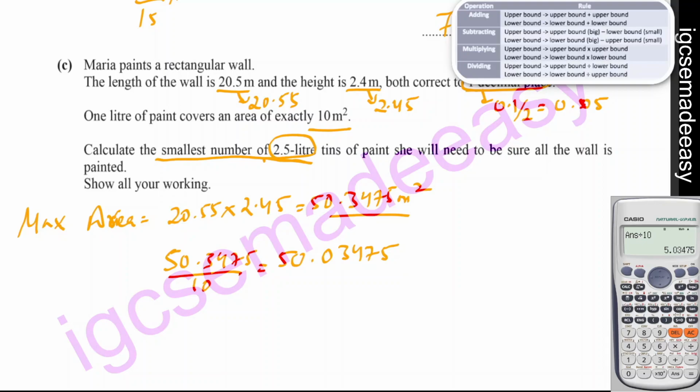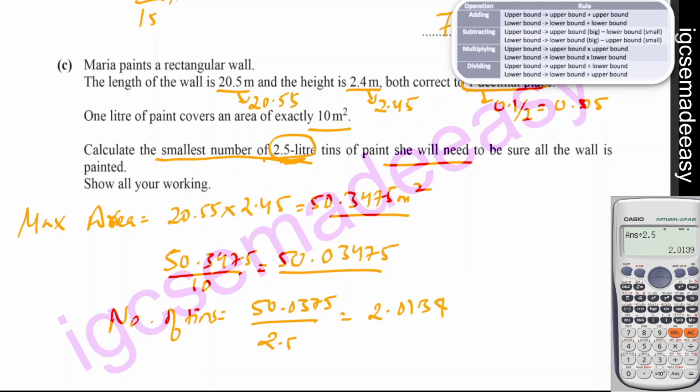Now, to calculate the smallest number of 2.5 liter tins that she will need so that all the walls are painted, we can divide this by 2.5 liter. So 5.03475 divided by 2.5 gives me the answer 2.0139.